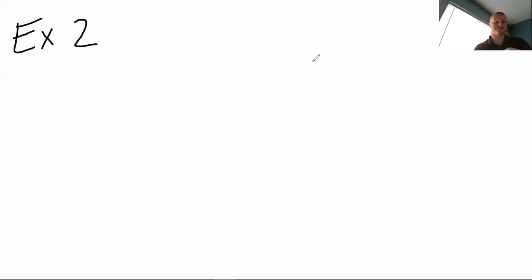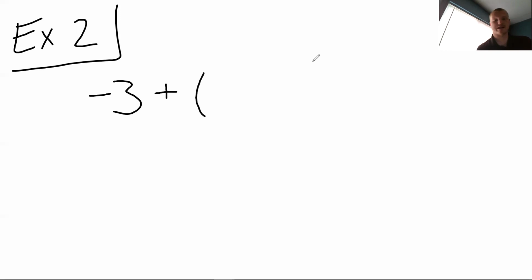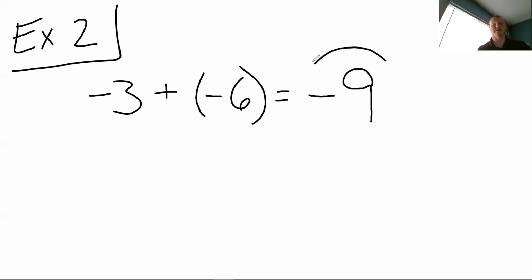Example 2. Add integers with the same sign. That's what we just did. We have -3 plus (-6). Since they both have the same sign, when we add those together, that's going to be 9, and it's going to have the same sign, a negative sign. When you add numbers that have the exact same sign, it's just going to be a larger negative number.